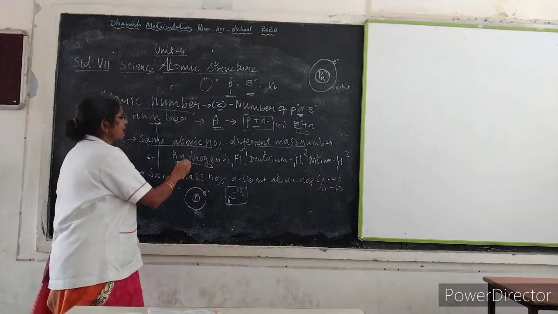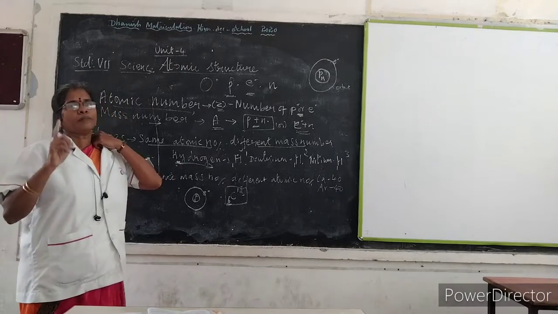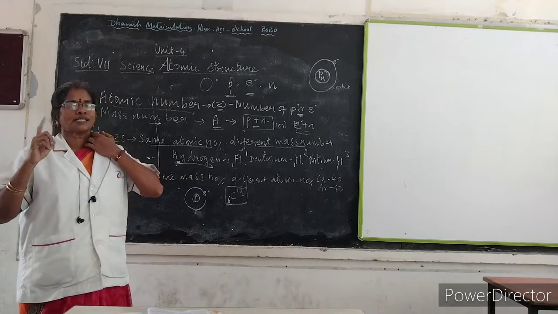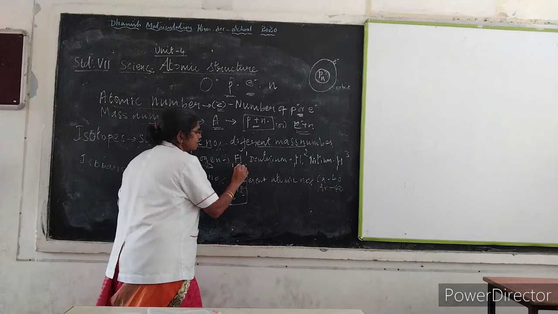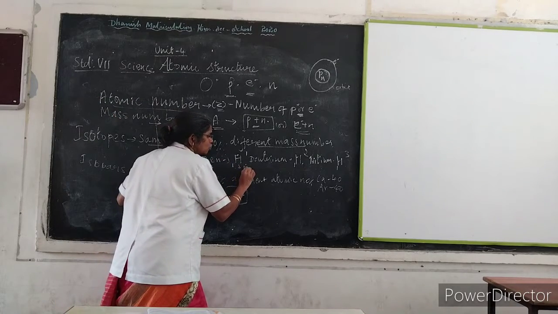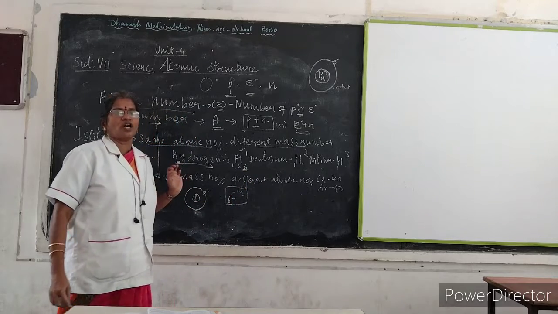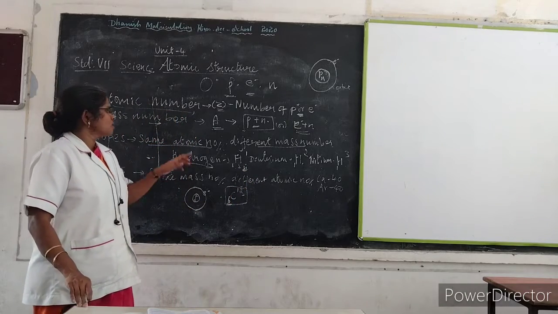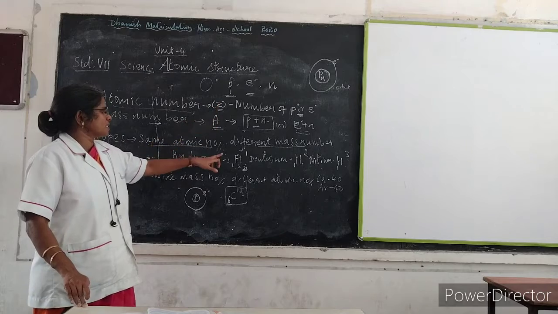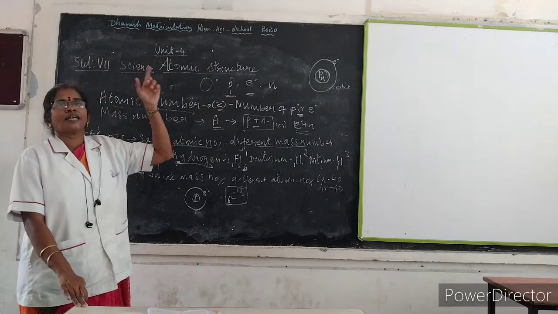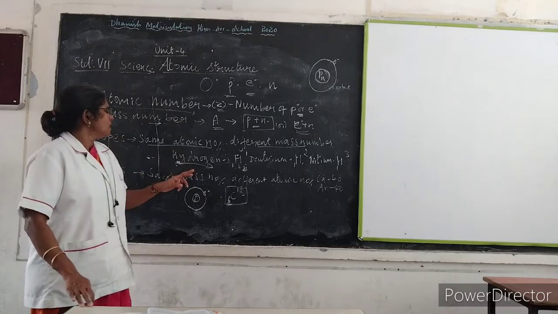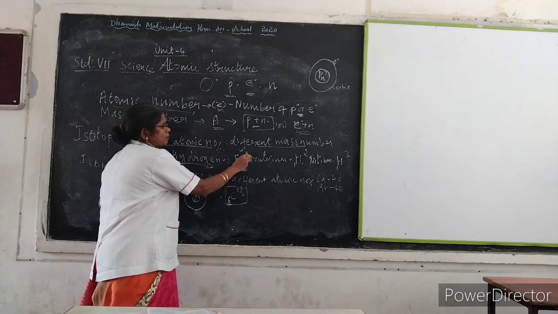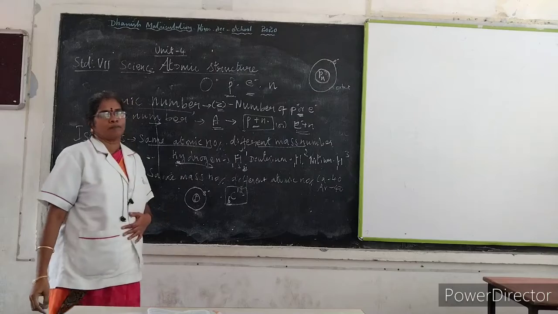So if you take hydrogen, the atomic number is 1 and the mass number is also 1. That means hydrogen does not have a neutron. Inside the nucleus it has only one proton and outside the nucleus it has only one electron. That means hydrogen has atomic number 1 and also mass number 1.